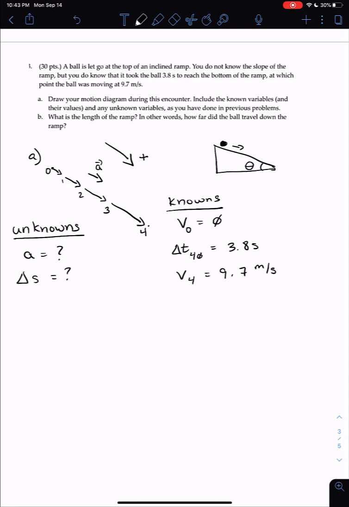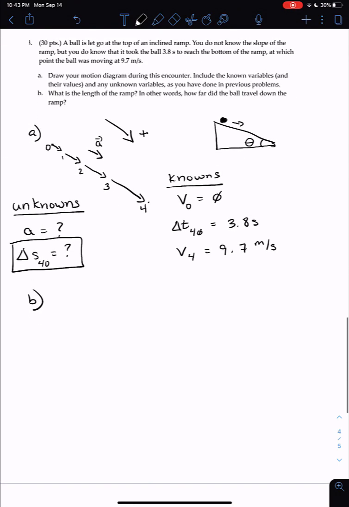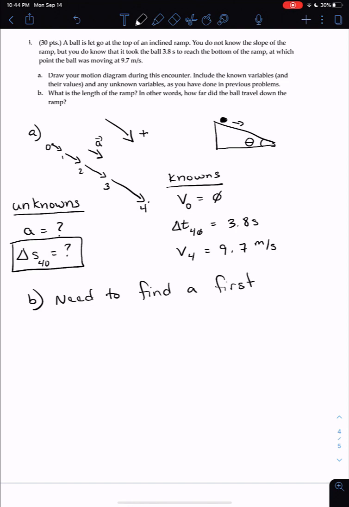Now I'm ready to start to solve it. So my question is, what is the length of the ramp? The end result of what I'm trying to figure out is this delta s from 4 to 0. In order to do that, I need to figure out what my acceleration is first. So how can I do that? Well, I know that acceleration is equal to the change in velocity over the change in time. If we were doing calculus, this would be dv/dt. But since I've got discrete values here, I'm going to focus on this part.